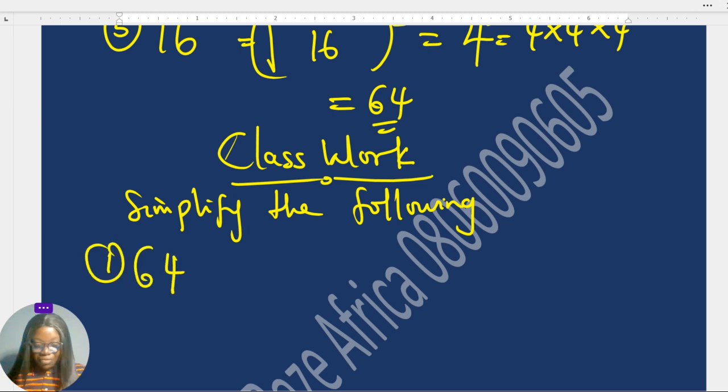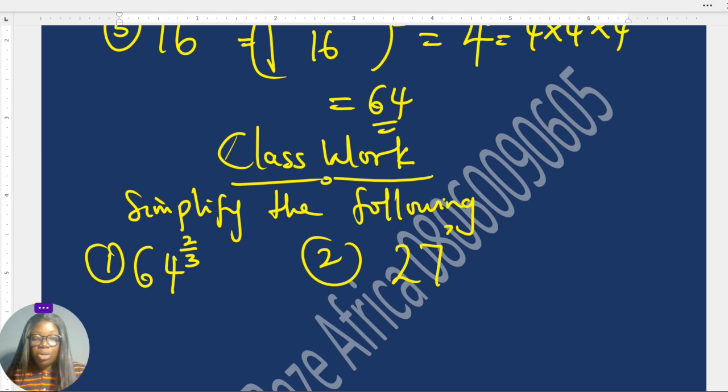So we have 64 raised to power 2 over 3. Take note, it is raised to power 2 over 3. Then the next one is 27 raised to power 2 over 3. So get this done and drop your answers.